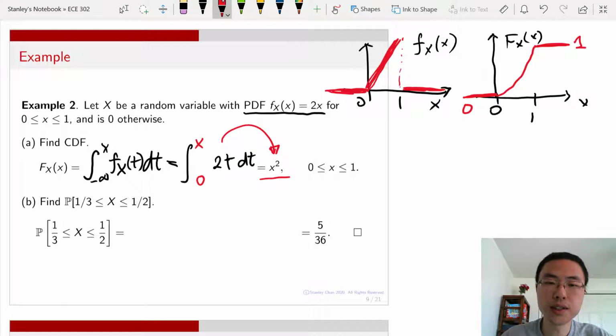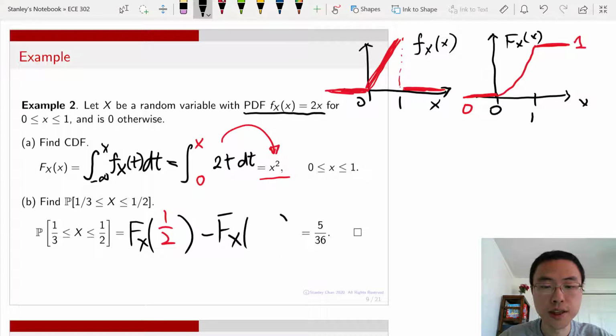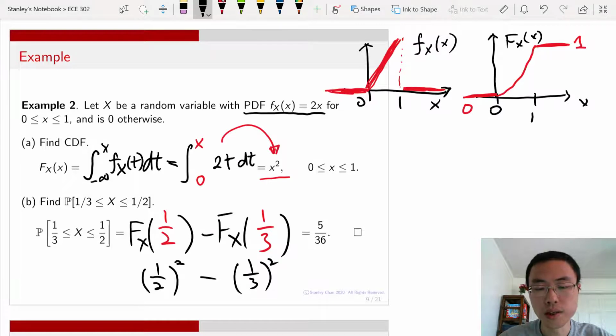Now, once we have this CDF, I can calculate this probability. The probability that X is between 1/3 and 1/2 is just F_X evaluated at 1/2 minus F_X evaluated at 1/3. So you put in the numbers. What are the numbers? So that would be (1/2) squared minus (1/3) squared. So that will give you this number. Okay, so this is the second example of using CDF to calculate the probability using our fourth property.